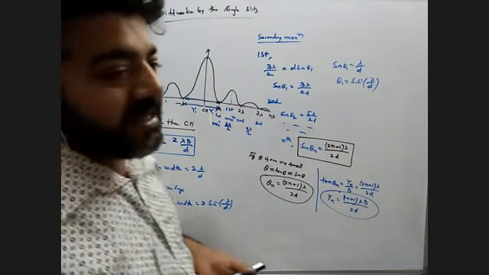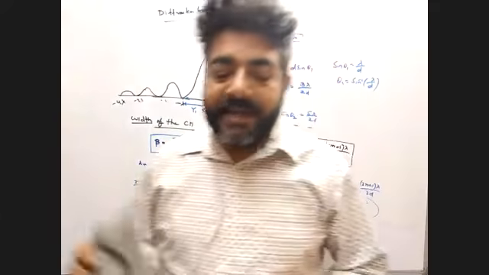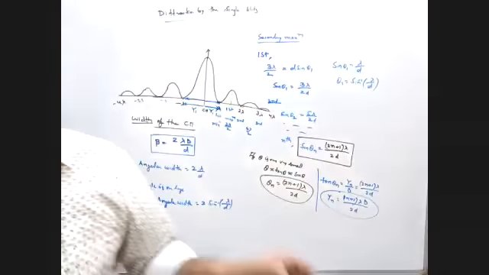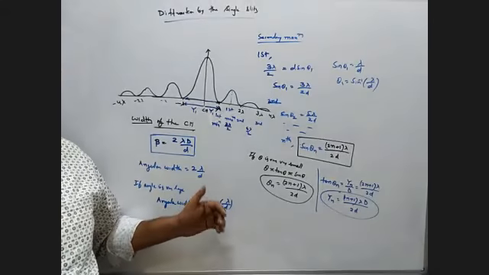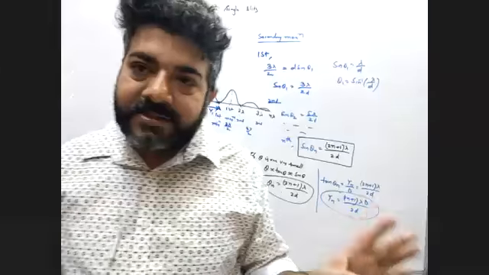Now again the same thing. If you imagine any medium, then you can use lambda by medium, lambda m. Clear? Is it okay?